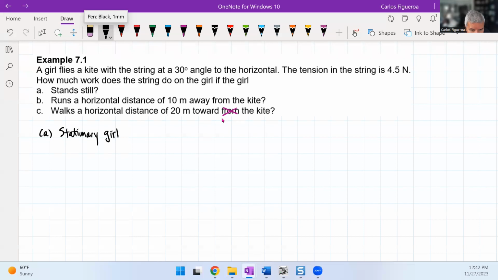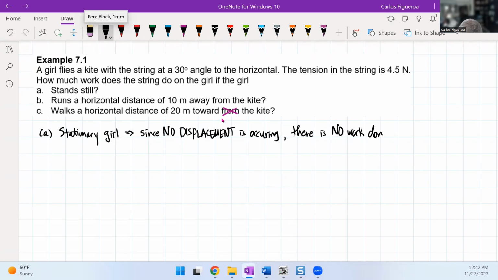What does stationary mean? Well, we immediately know that since no displacement is occurring, there is no work done. Now we're talking about the girl with the kite. So what I want to do here is sketch the situation.